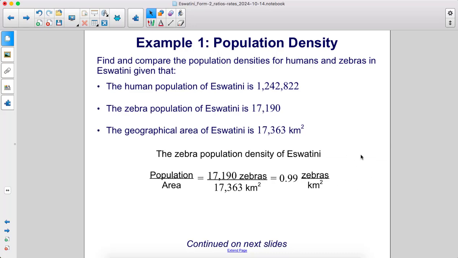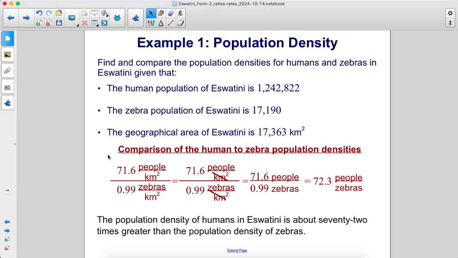To find the zebra population density, we take the number of zebras and divide it by the area, giving us 0.99 zebras per square kilometer. To compare the human to zebra population densities, we divide them. So it was 71.6 people per square kilometer divided by 0.99 zebras per square kilometer. These square kilometers cancel, leaving us units of people per zebra. So 71.6 divided by 0.99 gives us 72.3 people per zebra. The population density of humans in Eswatini is about 72 times greater than the population density of zebras.